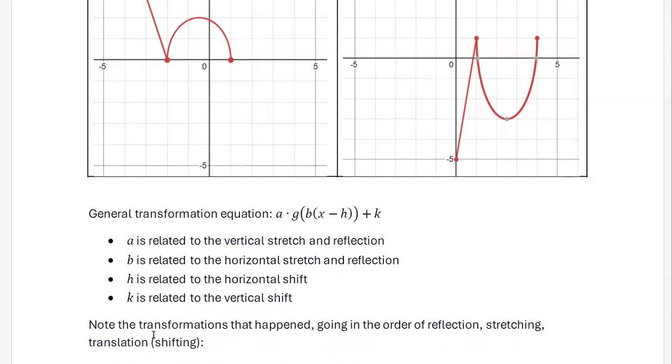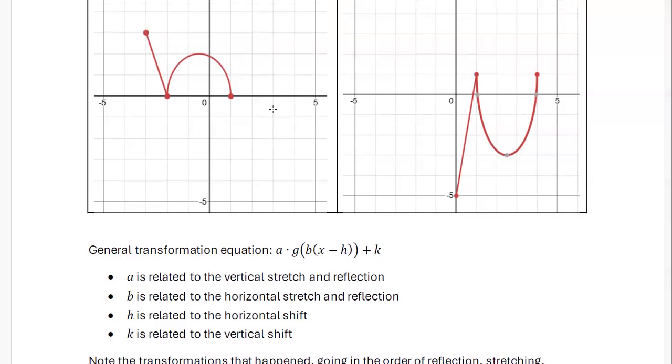By the way, why do we need to go in that order? It's order of operations. You have to multiply first, that's the reflection and stretching, and then you add the translation, the shifting. I went over in detail in a different video for why that's the case. If you need to go over it slower, I would recommend going to that video.